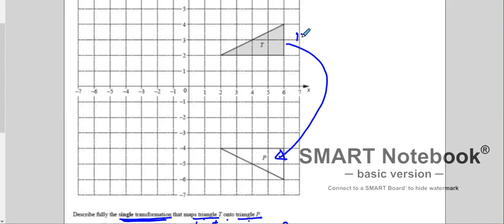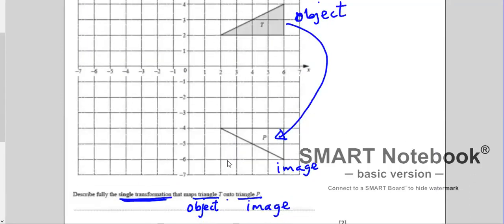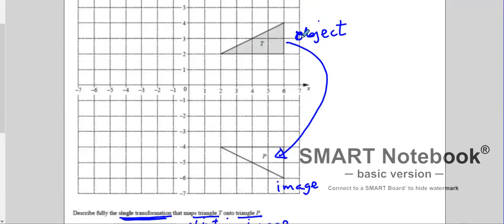So triangle T is the object and triangle P is the image. So we have to state whether it is rotation or enlargement or reflection or translation and so on. But basically, when I look very closely, you find that triangle P, being the image, is a total reflection of triangle T.